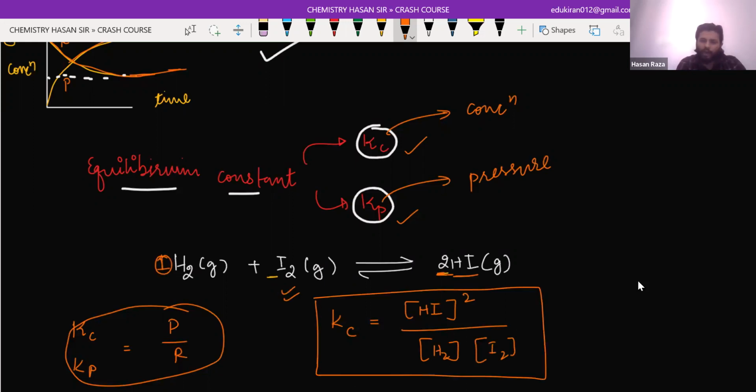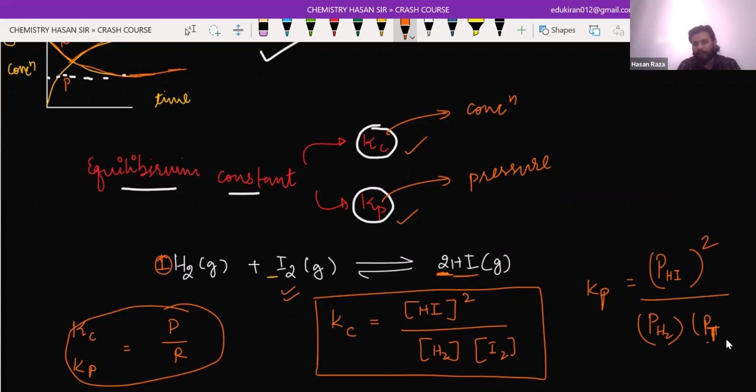For Kp, you write in the same way. First, you write HI. Since we are talking in terms of pressure, I write P_HI, which represents the partial pressure of HI, raised to the power 2, because its stoichiometric coefficient is 2. Whatever the stoichiometric coefficient is, that comes in the power, divided by the partial pressure of H2 times the partial pressure of I2.